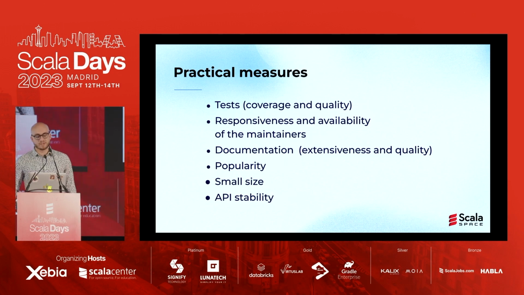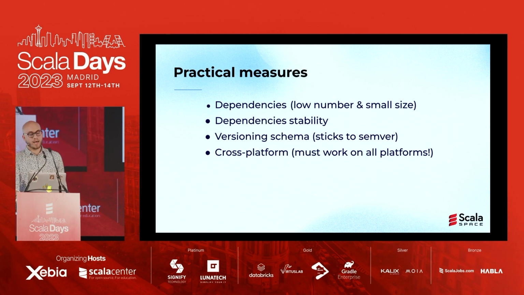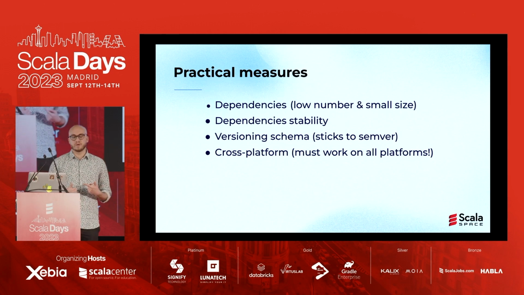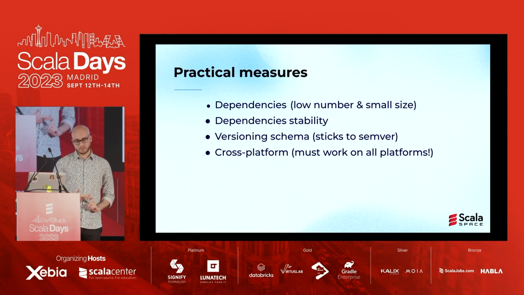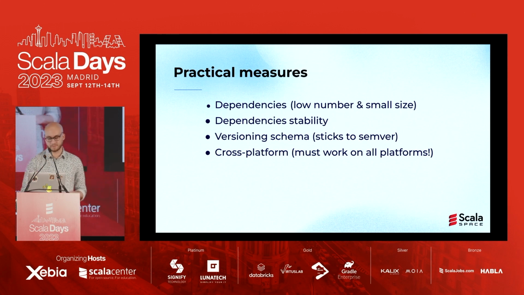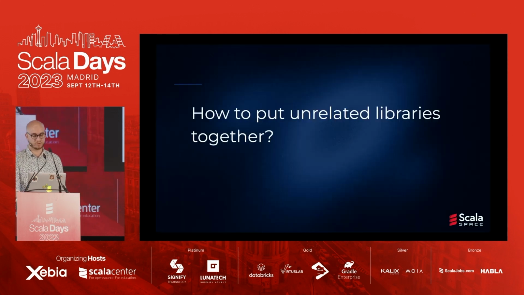We wanted to have a small size. The API should be stable, so over 1.0 version in Semver. Dependencies had to be of a low number and a small size. The dependencies also had to be stable. The versioning had to be done with Semver for all the libraries, and the libraries had to be cross-platform and work on all the platforms, aside from the one exception I told you about.